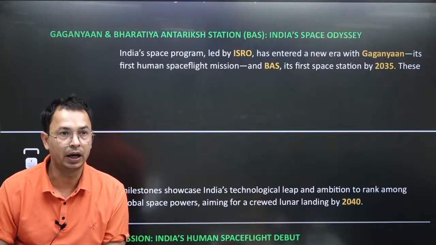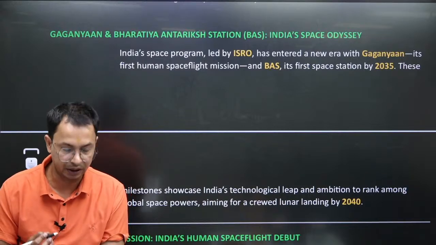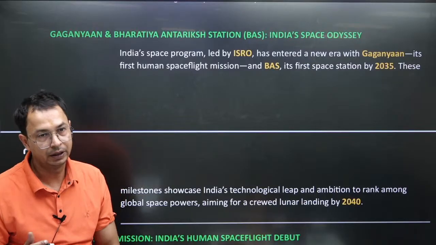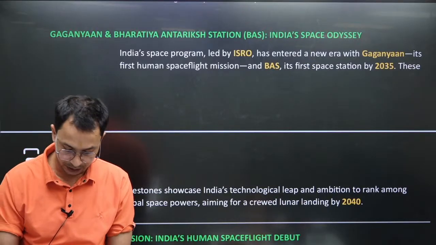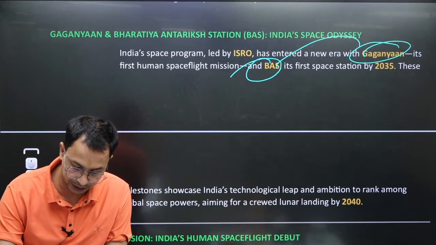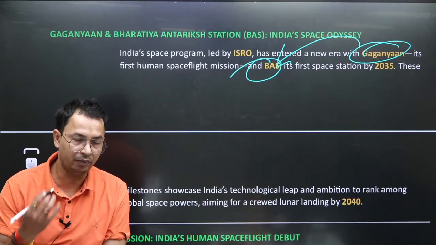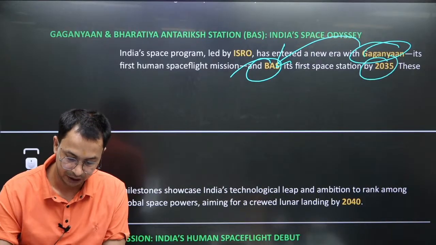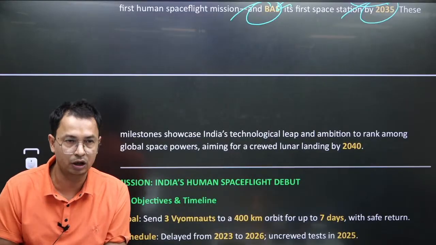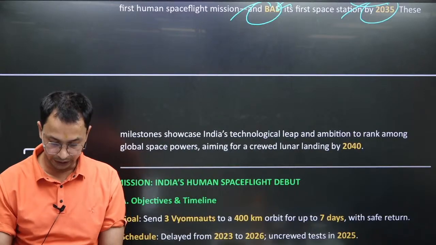Then we have Gaganyaan and Bharatiya Antariksh Station. Gaganyaan will be India's first human flight, and this will be the stepping stone towards the Bharatiya Antariksh Station. We have planned that in 2035 we will have an active Bharatiya Antariksh Station in low Earth orbit, and after that we will send man to the moon in 2040.